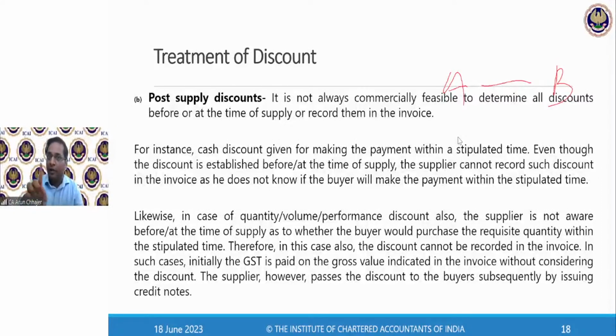Sir, how? Suppose Mr. A raised the tax invoice to B, A will pay the tax to the government. When A raises the credit note, it is a reversal of the earlier transaction, correct? He will reduce the liability. So when he reduces the liability, in a nutshell, I can say A has excluded the discount from the value.